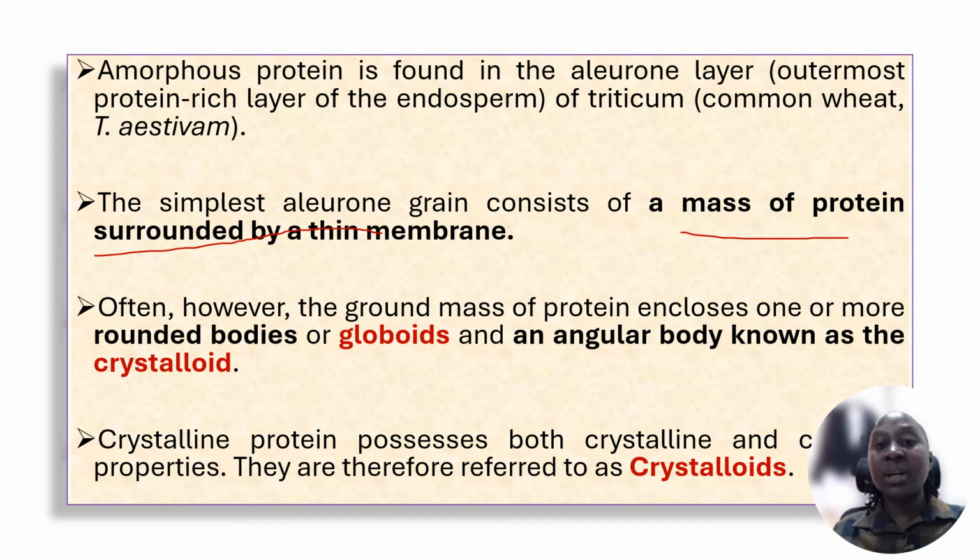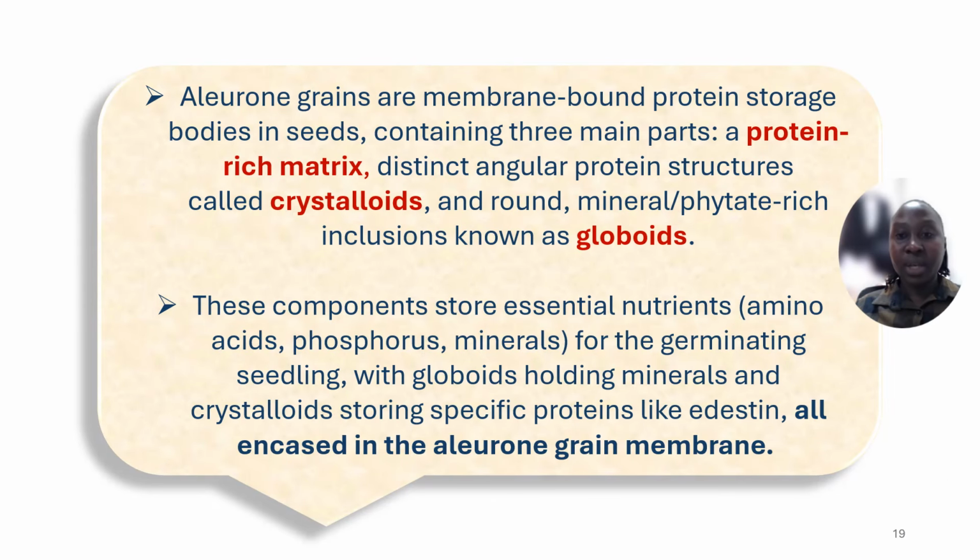Often, however, the ground mass of protein encloses one or more rounded bodies called globoids and an angular body known as the crystalloid. We shall see as we move. Aleurone grains are membrane-bound protein storage bodies. Protein storage bodies in seeds containing 3 parts. So the aleurone grain has a protein-rich matrix, has a crystalloid, and it has globoids. We shall see in part 2 of these plant ergastic substances.